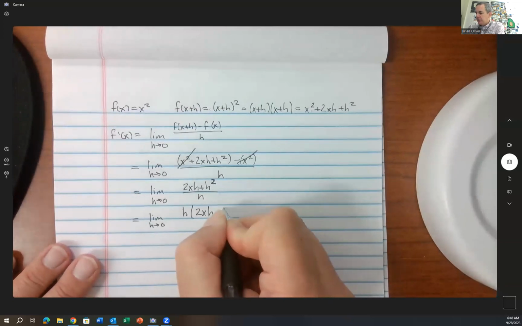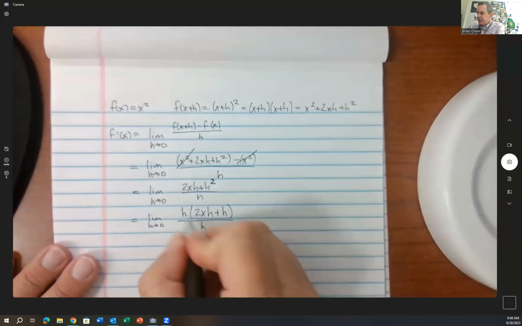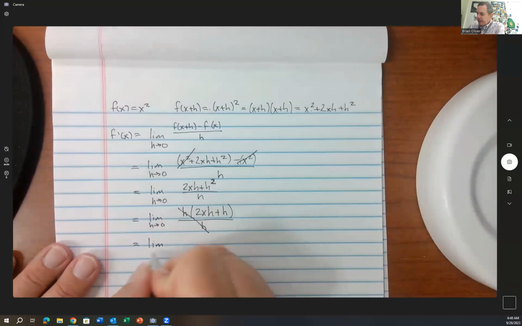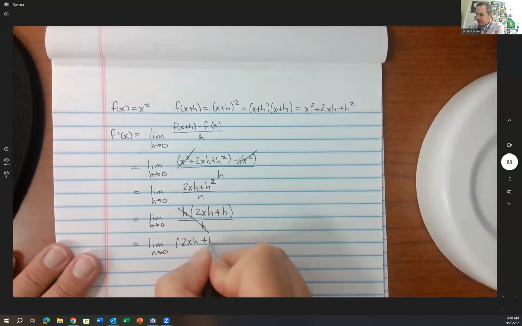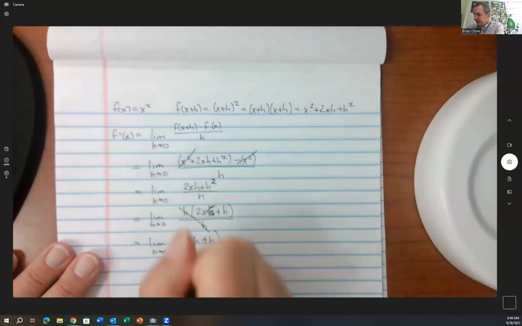It might have a number as well, but it will always have at least an h. We factor out the h. We have an h up top. We have an h down below. We now have the limit as h approaches 0 of 2x plus h. Sorry, 2x, 2. There's no h there, my mistake.